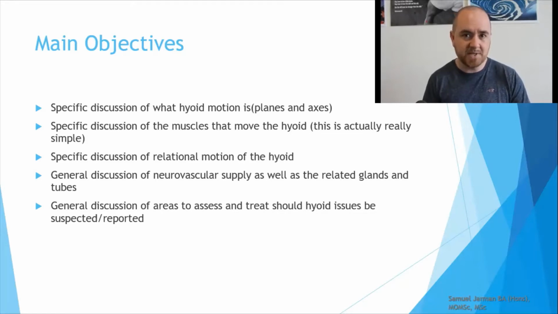And this is pretty simple in certain ways when we're talking about elevation and depression, but maybe not so much when we're talking about innervation. Blood vessels and blood flow, not too bad, but more or less the movement, the elevation and depression is pretty simple, but the innervation gets a little weird, at least with the suprahyoid muscles. We're going to have a specific discussion of relational motion of the hyoid, and that will be more or less contained within our discussion of planes and axes, or the planes at least, and translation, a general discussion of the neurovascular supply, as well as the related glands and tubes, and then a general discussion of the areas to assess and treat should hyoid issues or issues of related structures be reported or suspected.